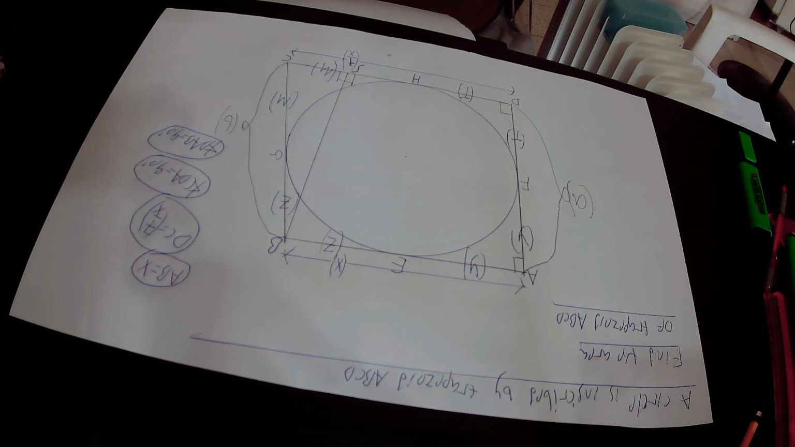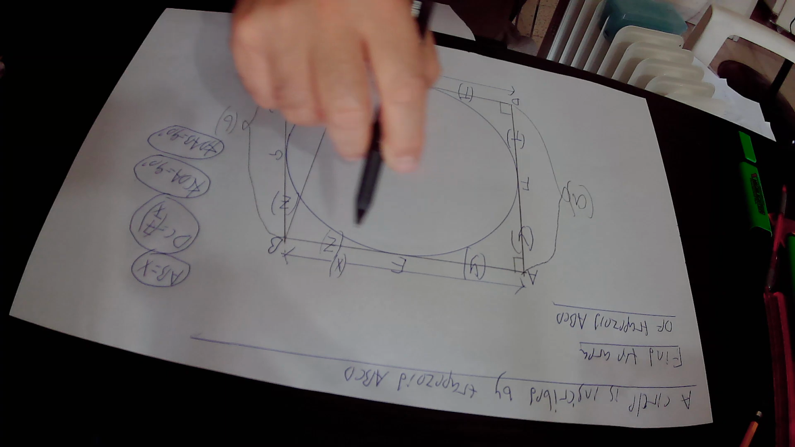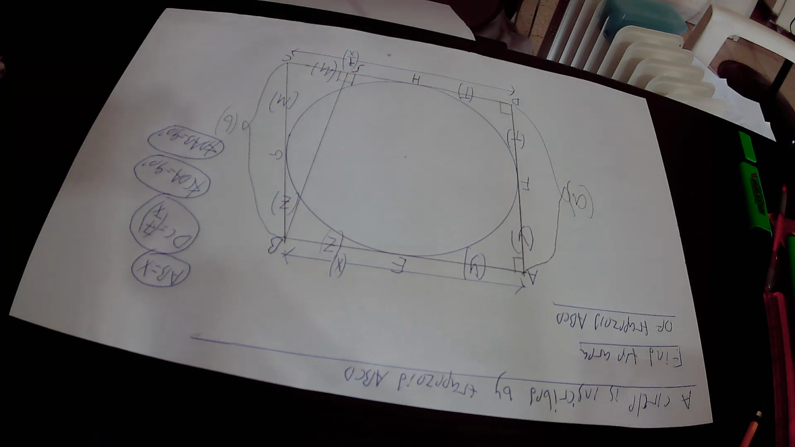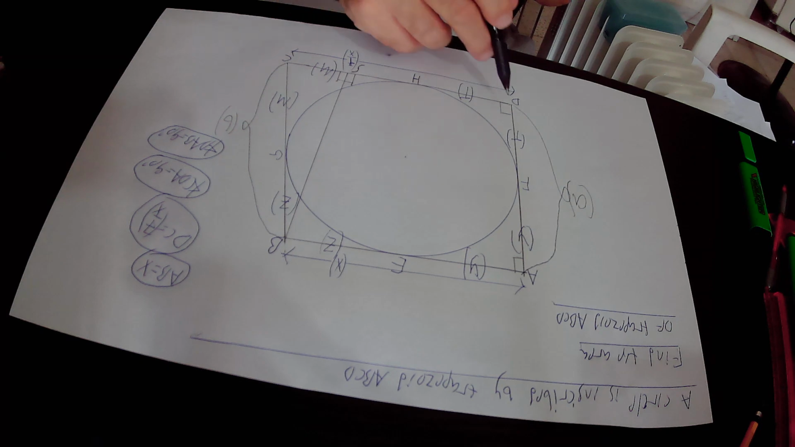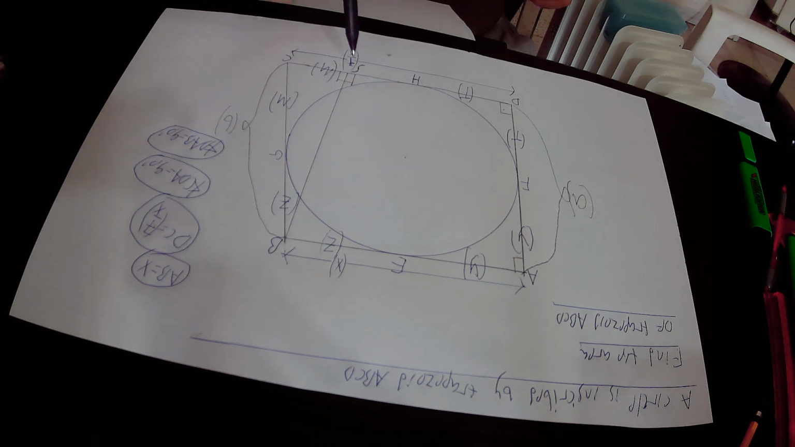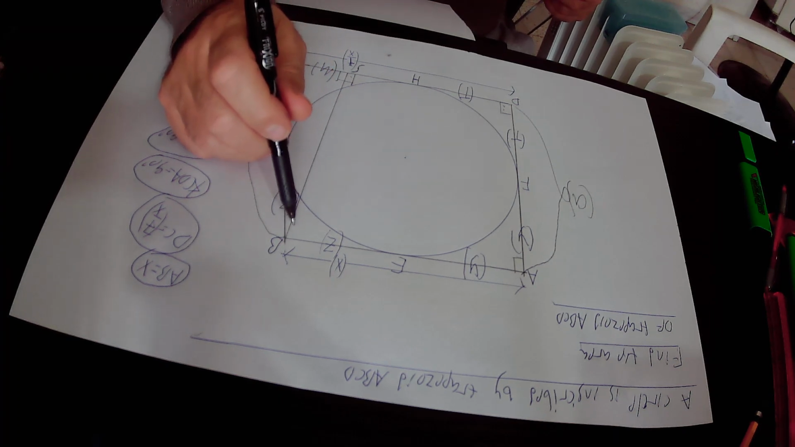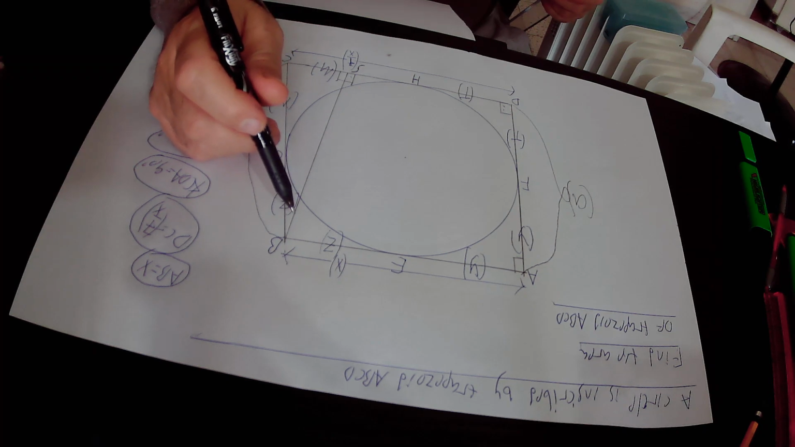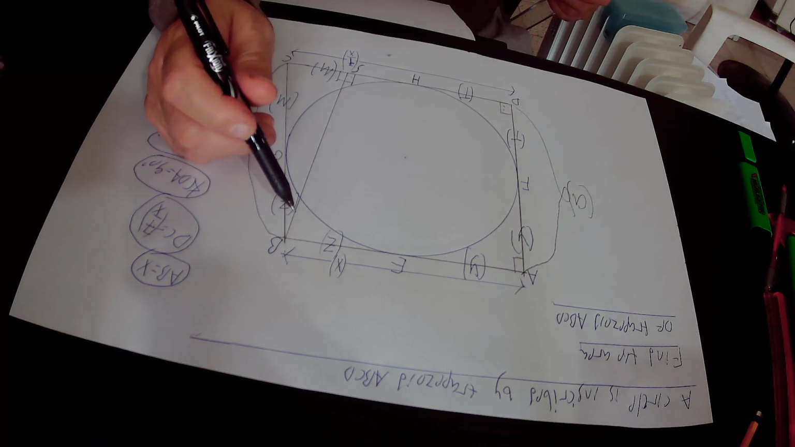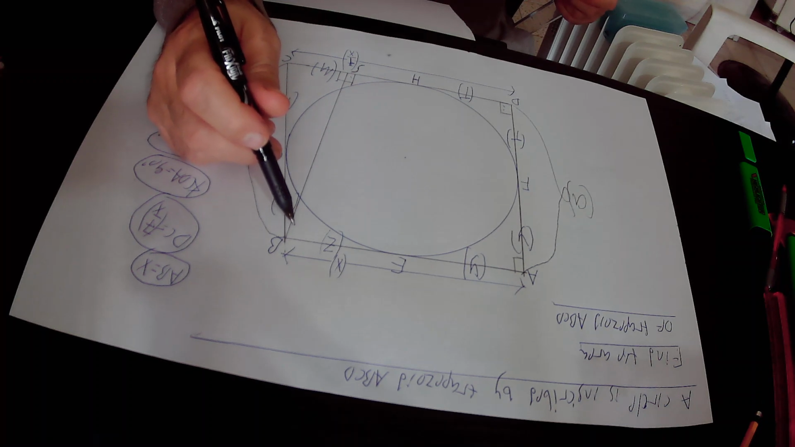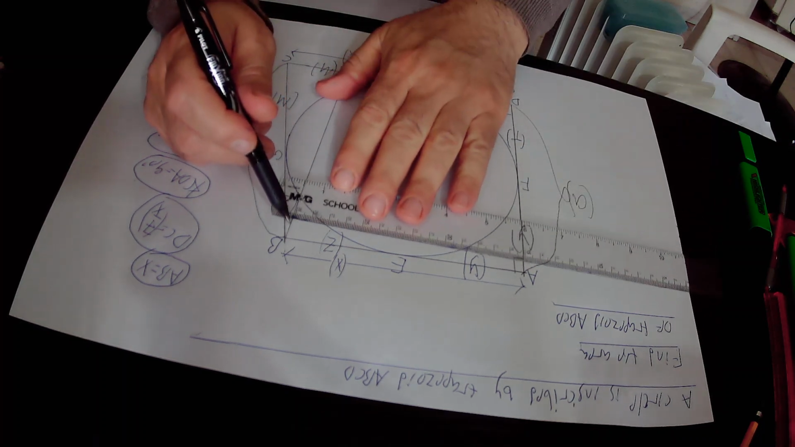By doing this construction, we created a quadrilateral ABSD. Inside this quadrilateral ABSD, we have 1, 2, 3 right angles. The sum of 3 right angles is 270 degrees, plus the size of this fourth missing angle. In total, they must equal 360 degrees, according to the rule that the sum of the angles in any quadrilateral is 360 degrees. Therefore, this fourth missing angle must be 90 degrees.